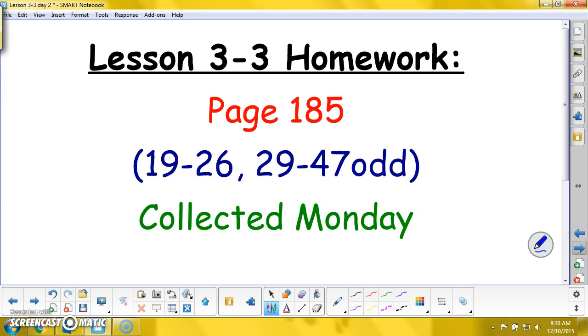So expanding and condensing, we got problems 19 through 26, all, and then 29 through 47, odd, and this will be collected Monday along with the 1 through 16 I gave you on part 1.